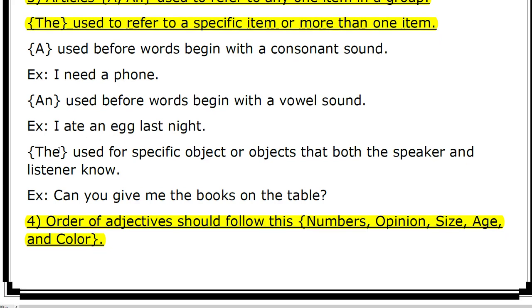For the, we use the for a specific object or objects, singular or plural, that both the speaker and the listener know. Something we know. Okay? Example, can you give me the box on the table? So here we used the article the before the word box. So it means that the speaker and the listener know very well which box he needs. Okay.